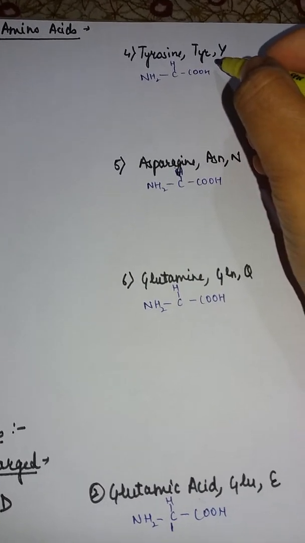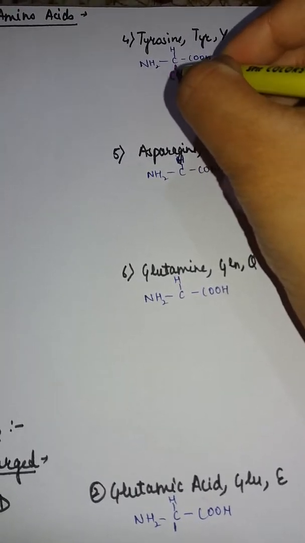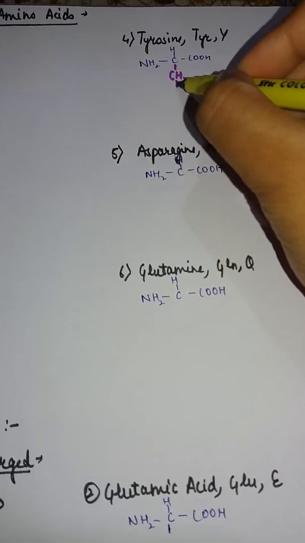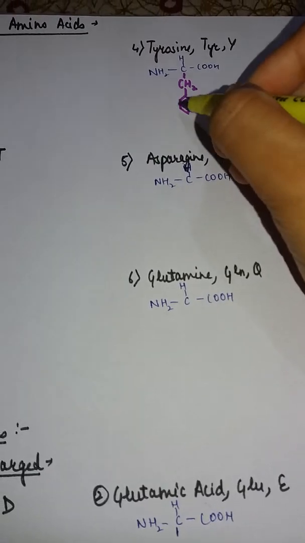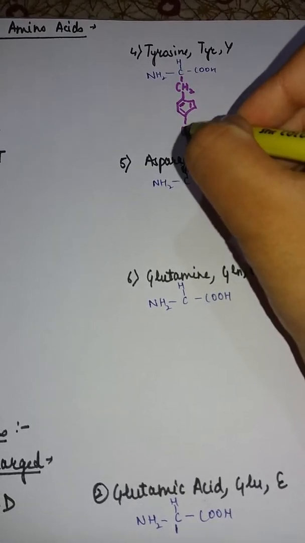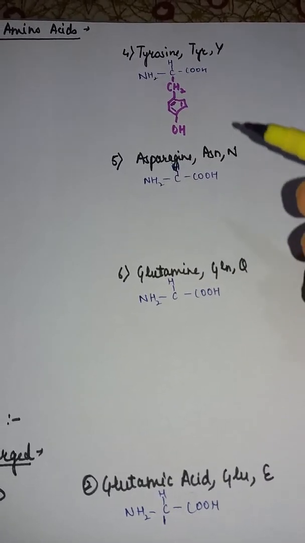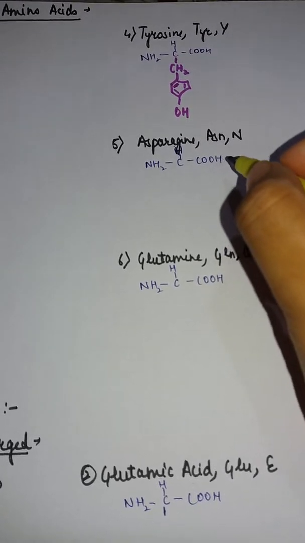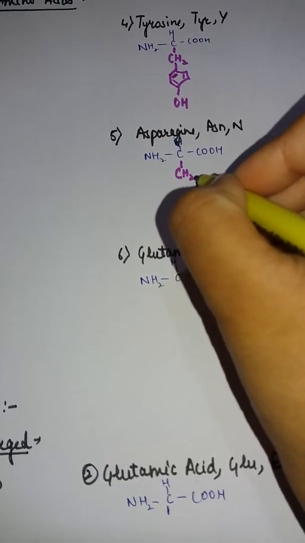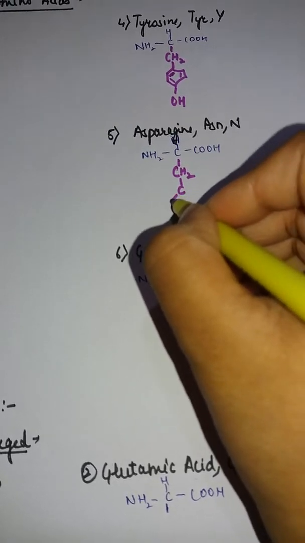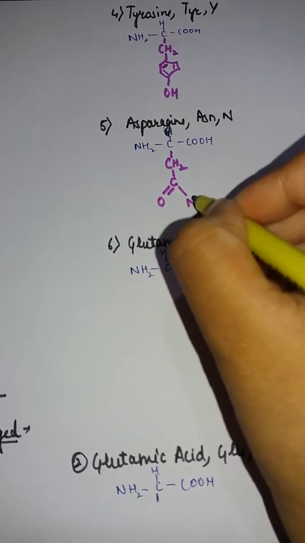As I was talking about phenylalanine, I told you to remember that structure. Tyrosine is similar to phenylalanine, but in addition to this it contains one OH group. The rest of the structure is similar. Then let's come to asparagine. Its structure is similar to aspartic acid, but the difference is one CH2 and then C double bond O, NH2.